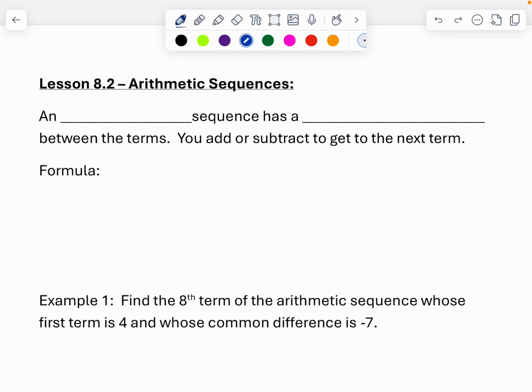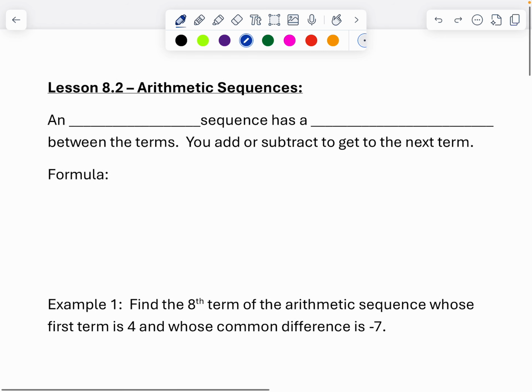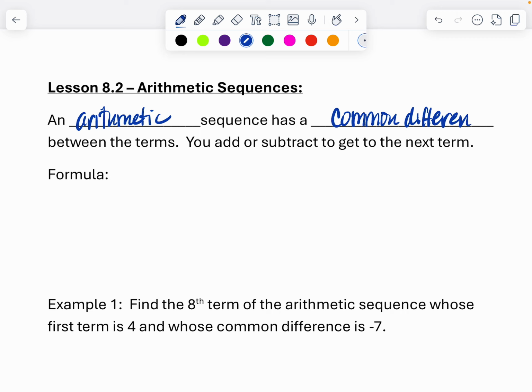Move into lesson 8.2. We are still talking about sequences, and today we're going to talk about a very specific type of sequence called an arithmetic sequence. We're going to fill in the blank here. An arithmetic sequence has a common difference between the terms. So basically it just means that you add or subtract the same number from each number to get to the next term.